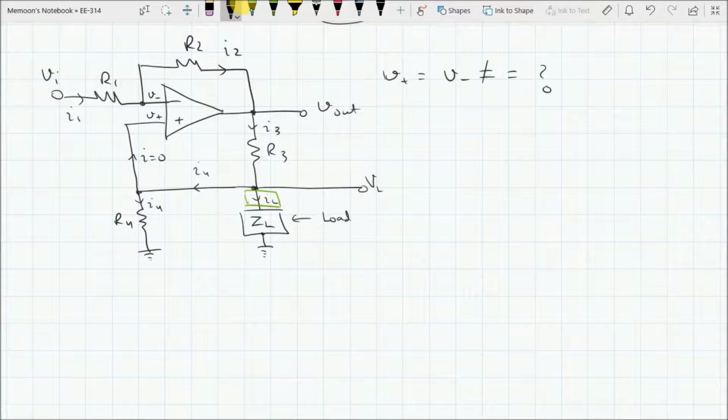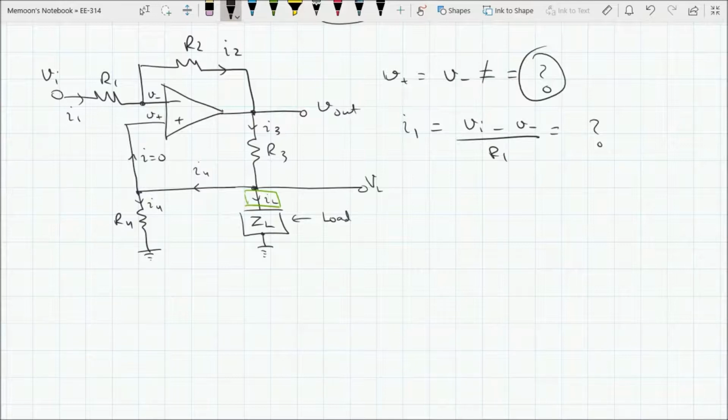So let's start by finding out these currents. I1, what is I1? I1 is equal to Vi minus V1, or Vi minus V neg, over R1, the current flowing through resistor 1, and that is equal to what? Now, what comes at this question mark? We have to find it out to proceed with these calculations.